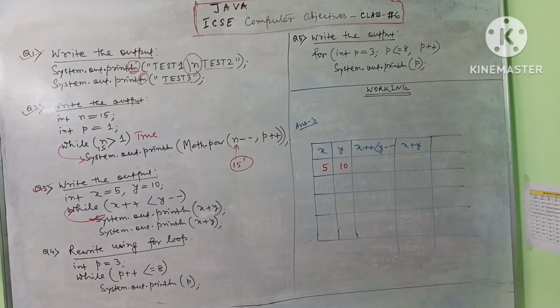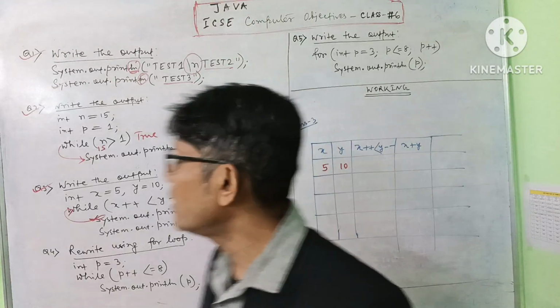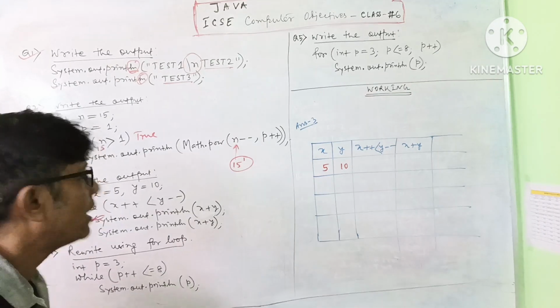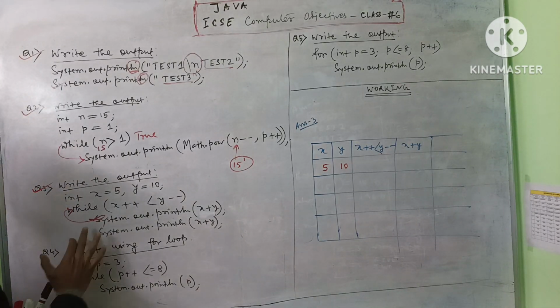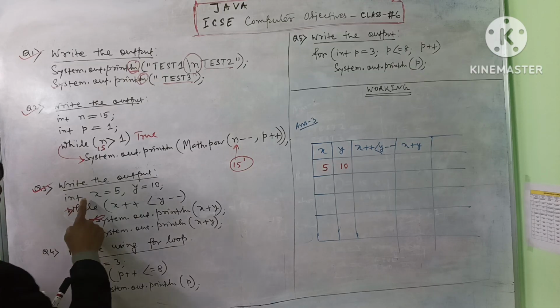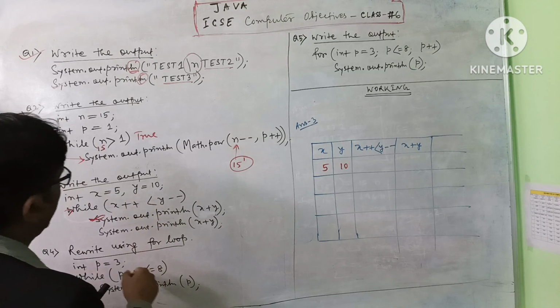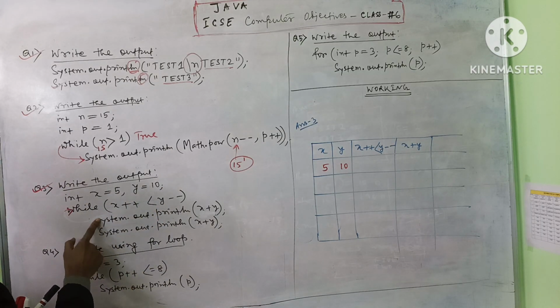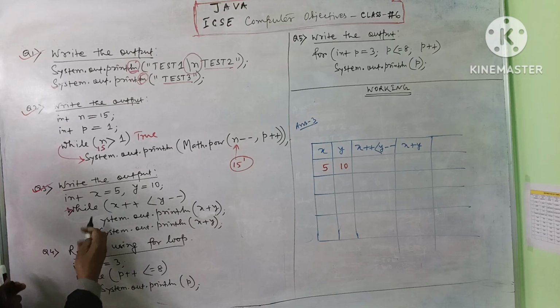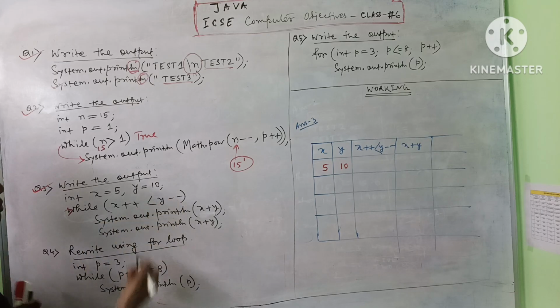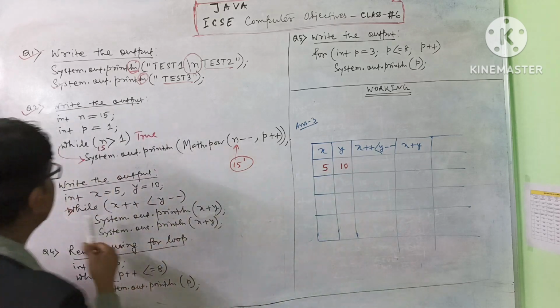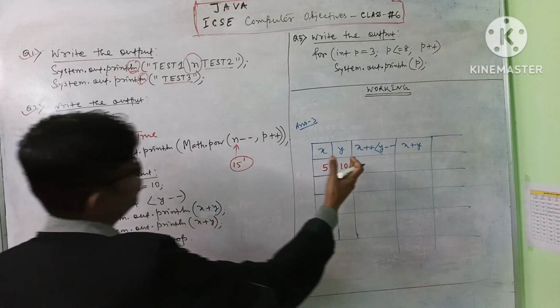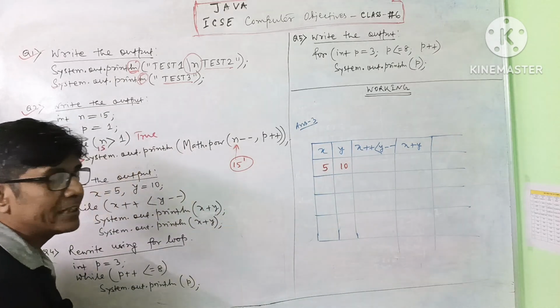Now we are coming to the third question. So the third question, you see, write the output. We have to write the output. So the output: int x equal to 5 and y equal to 10. This type of question, definitely you should apply, means you should use the working. You see that I am doing the working here. How will you write this code exactly? If you do it in this way, you can do the working properly.